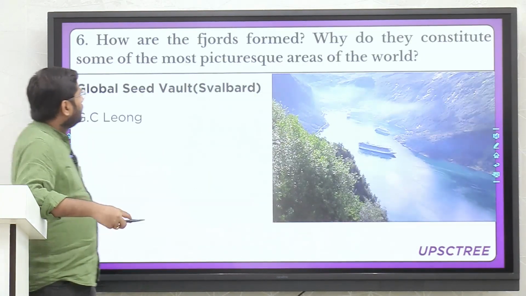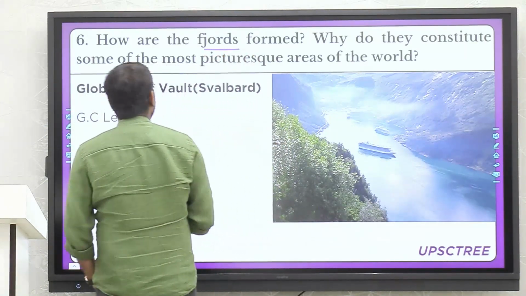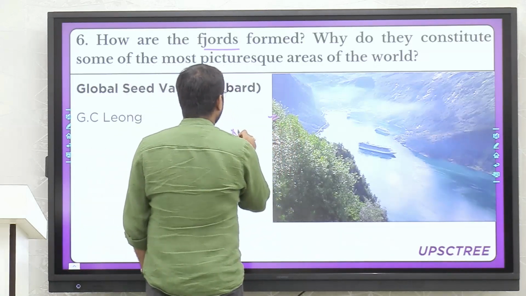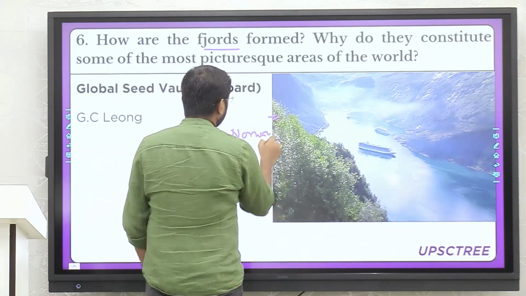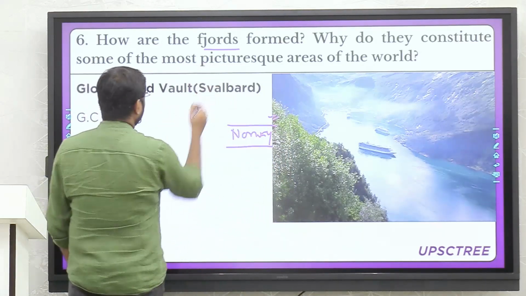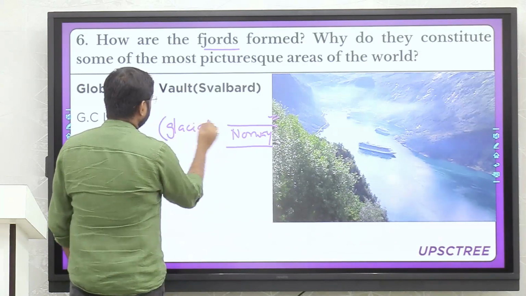अच्छा, fjords: how are fjords formed and why do they constitute some of the most picturesque areas of the world? So this is a fjord in Norway. Most of this kind of landform we find in Norway, and these are glacial landscapes, or what we call glacial valleys.